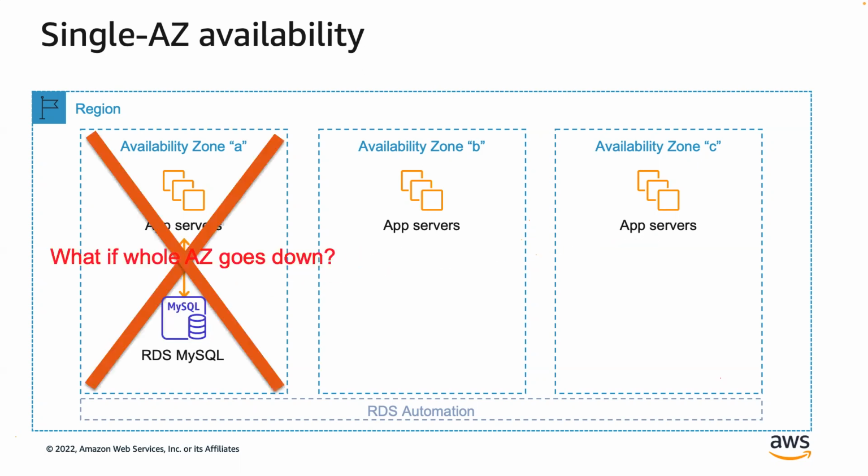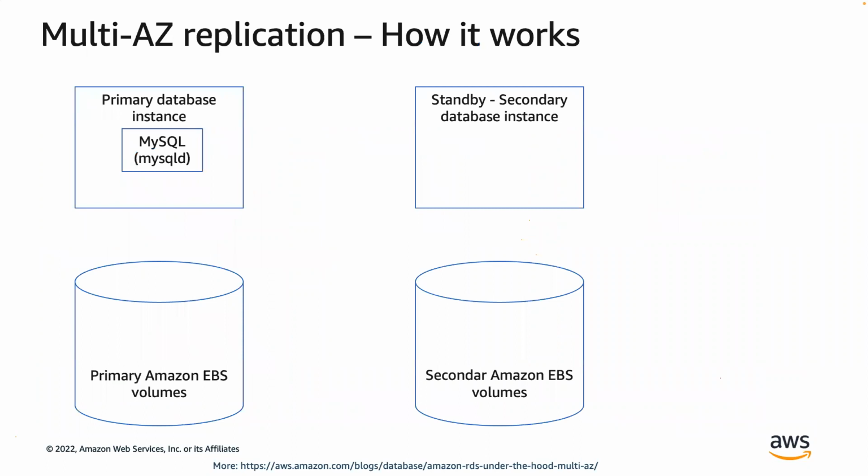If your entire single AZ goes down, then again the same situation, right? You need to wait until the entire AZ comes back. We don't know the complexity of this downtime. But if you go to multi-AZ replication, then what will happen?